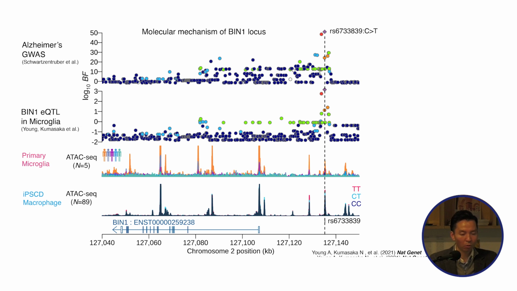So here is again the association of Alzheimer's disease. The second panel shows the BIN1 eQTL signal observed from the data set. The pattern of the association is really similar, meaning the BIN1 eQTL is involved in Alzheimer's disease onset.